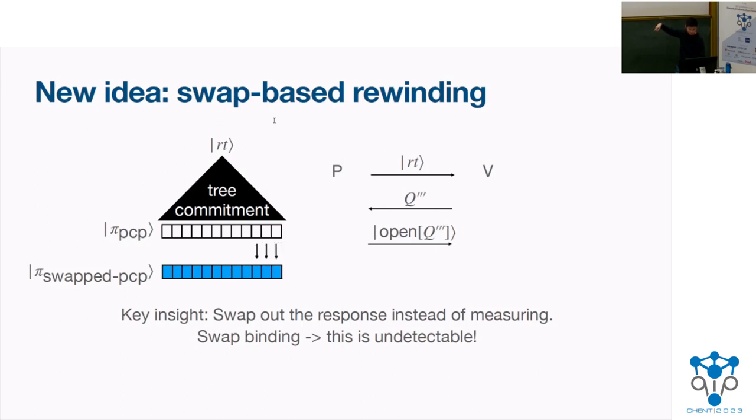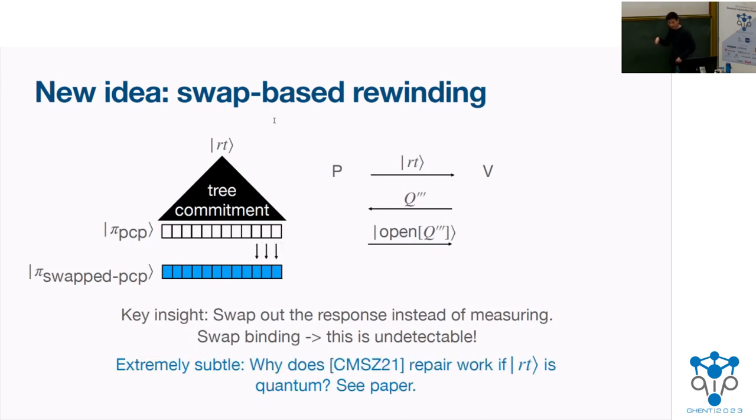Okay, but there's one subtle issue, which is that in CMSE, in order for it to work, the root actually needs to be classical. And that's not the case here, because we're using a quantum state commitment, and our commitments are actually quantum states. Okay, so this is a subtle point, and it's actually the main technical work of our paper.